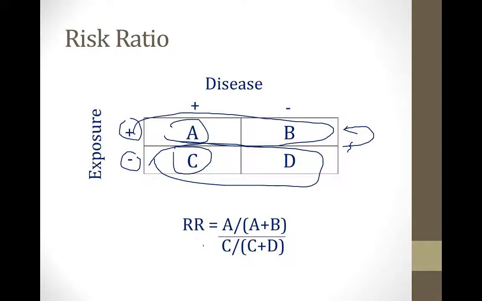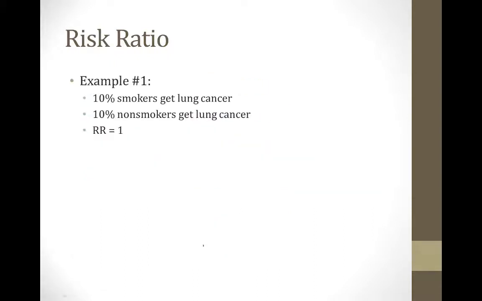Very easy to calculate. So let's go through some simple examples of how to interpret the risk ratio, because that's what you're often asked to do on exams. Let's suppose 10% of smokers get lung cancer and 10% of non-smokers get lung cancer. This means there's a risk ratio of 1, and it implies that smoking does not increase the risk of developing lung cancer. Now let's suppose 50% of smokers get lung cancer and 10% of non-smokers get lung cancer. Well, this would give you a risk ratio of 5. And like I talked about before, this means smokers are 5 times more likely to get lung cancer than non-smokers.